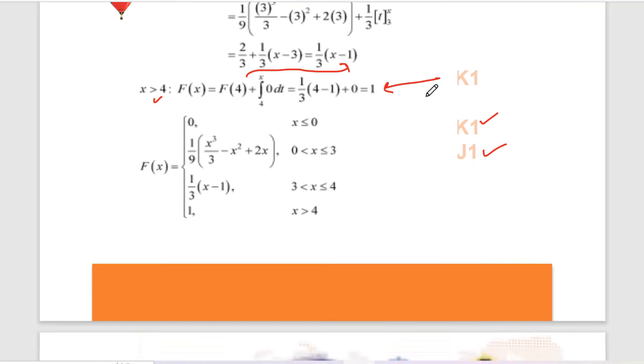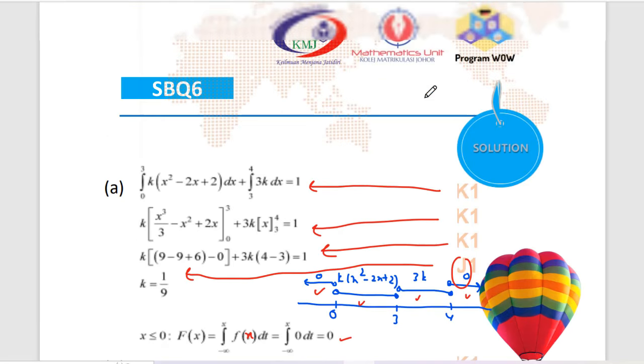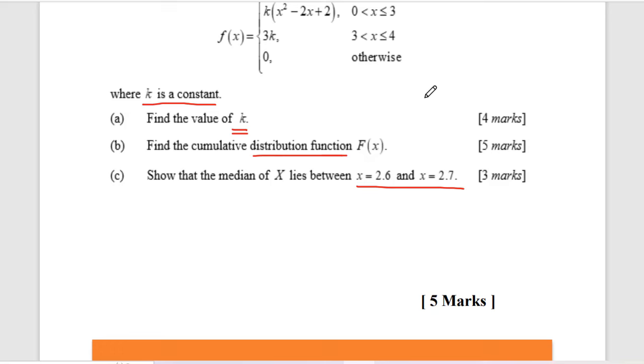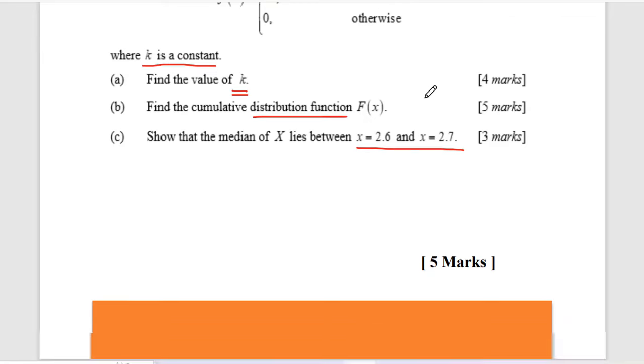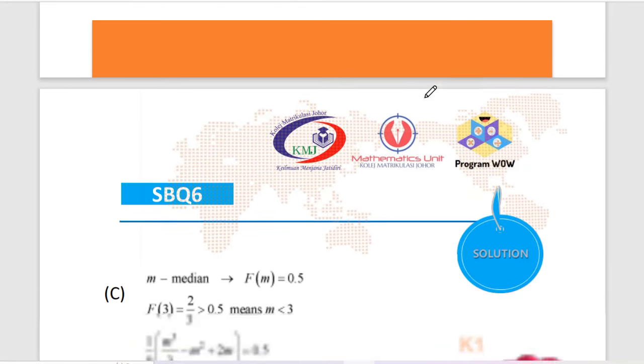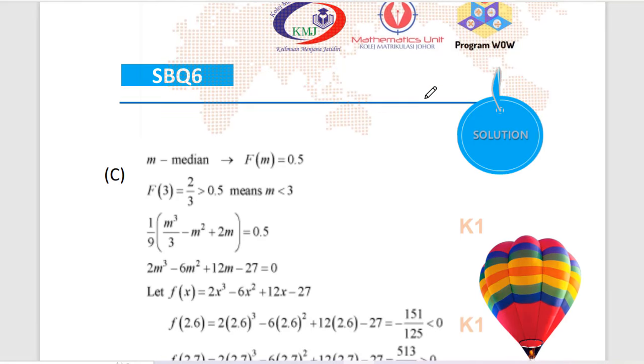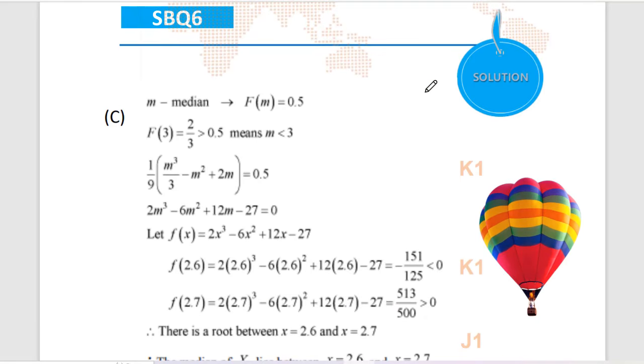Okay, next kita pergi pada question C. Show that the median of x lies between x equals to 2.6 and 2.7. So kita nak tunjukkan median dia. So, median ni, awak kena check dulu. Okay, macam mana kita nak tahu median tu berada dekat range yang mana?